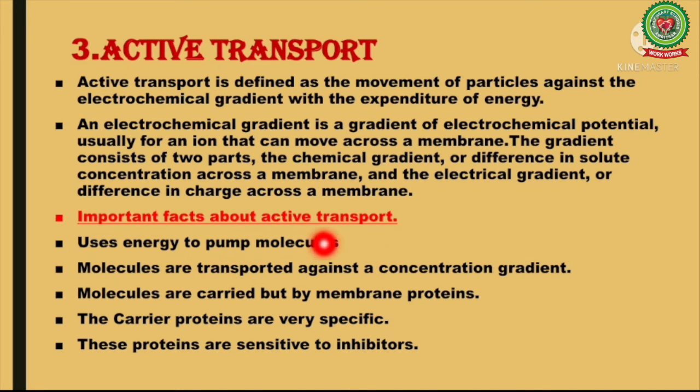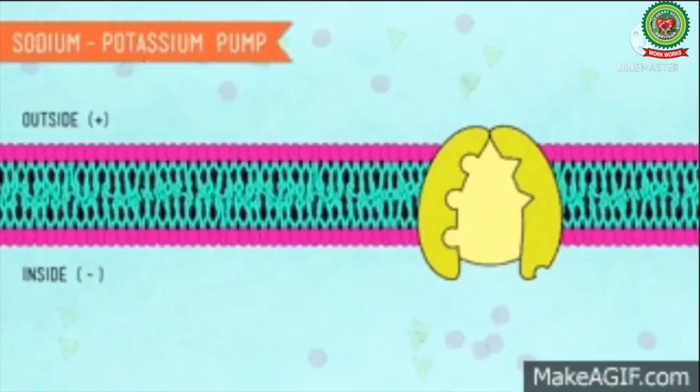Some important facts about active transport. Active transport uses energy to pump molecules. Molecules are transported against a concentration gradient. Then molecules are carried by membrane proteins. Carrier proteins are very specific, and these proteins are sensitive to inhibitors.